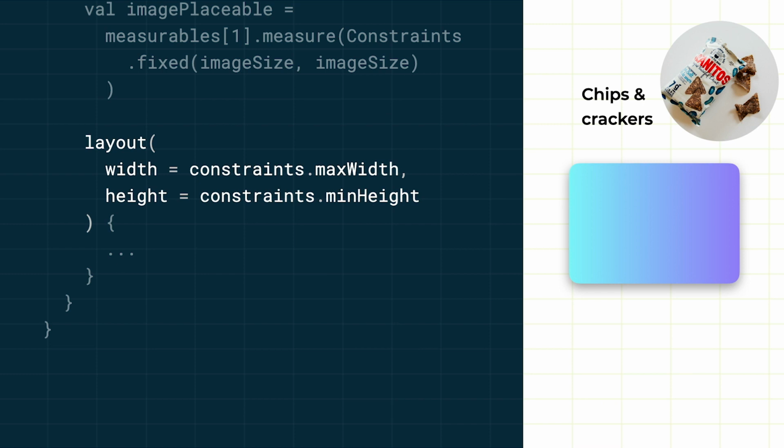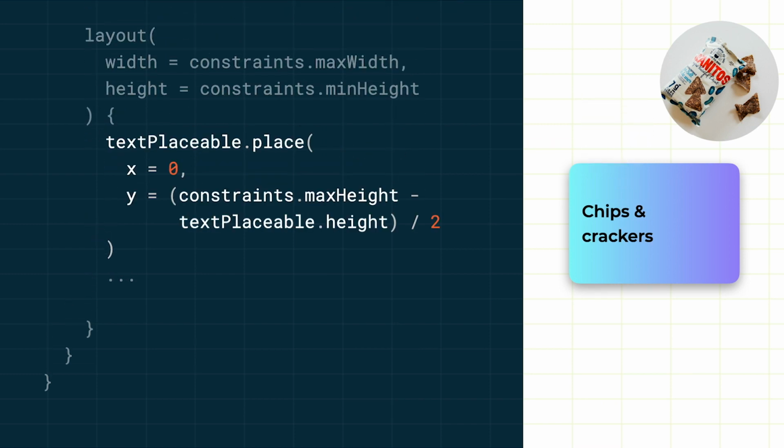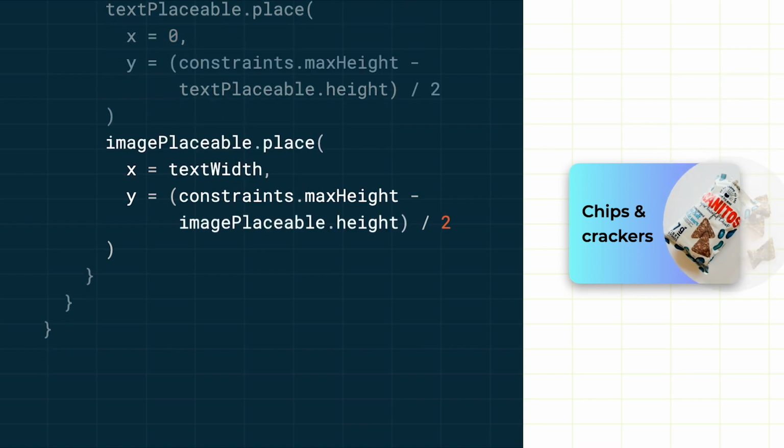We can then call the layout method, using the incoming constraint's maximum width and height to fill the available space. In the placement block, we place the text on the left and center it vertically. Then we place the image to the right of the text by specifying the text width as the x coordinate, and also center it vertically. The image may overflow the bounds of this item, but the clip modifier we specified will mask it. Like this, we've achieved the exact design we wanted. Compose made it as easy as implementing a function.